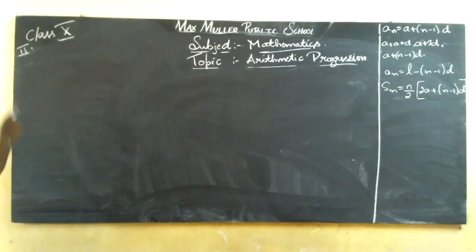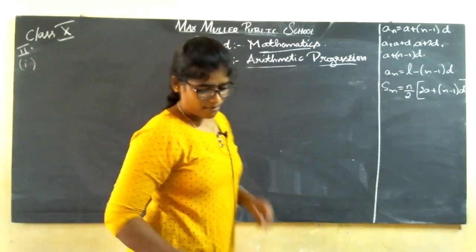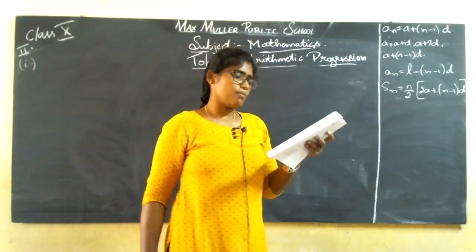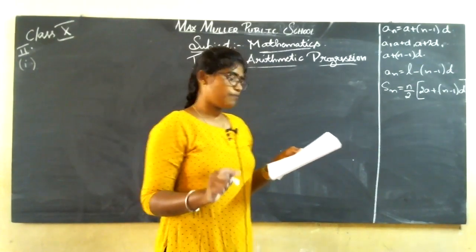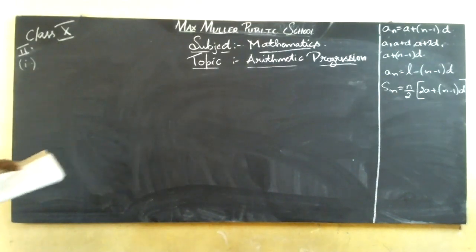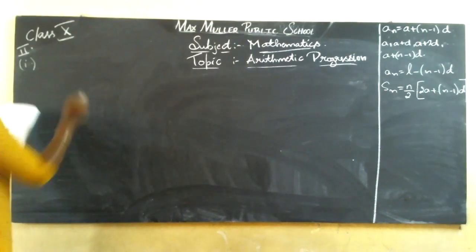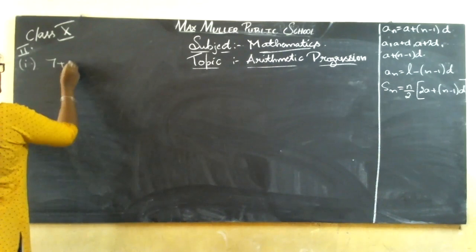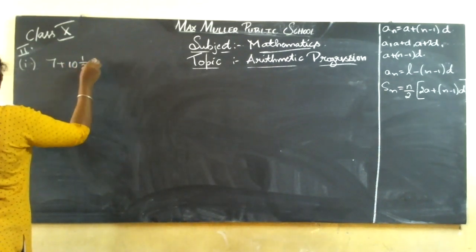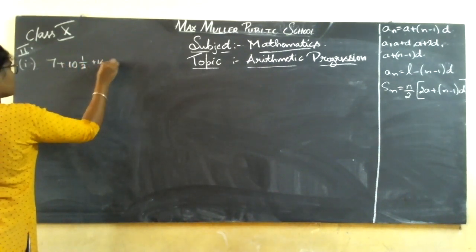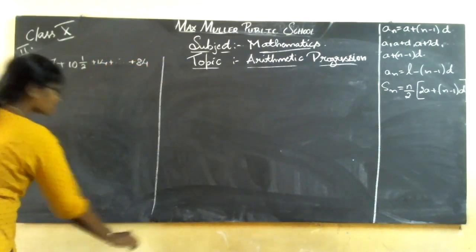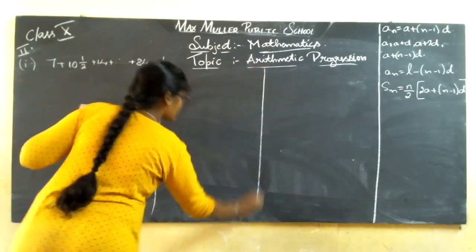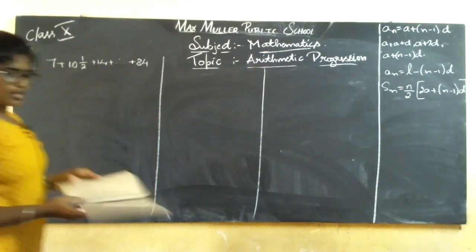Now, let us go with the second main. First sum, what they have told: find the sum of the given below. They have asked you to find the sum, the total. So 7 plus 10 1 by 2 plus 14 plus, it goes on up to 84. This is the question they have given.